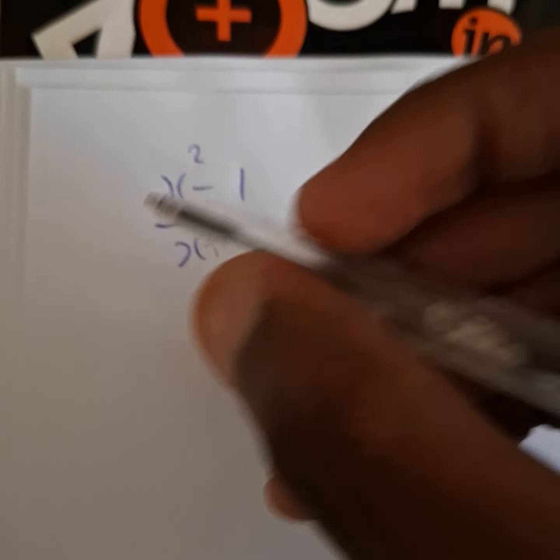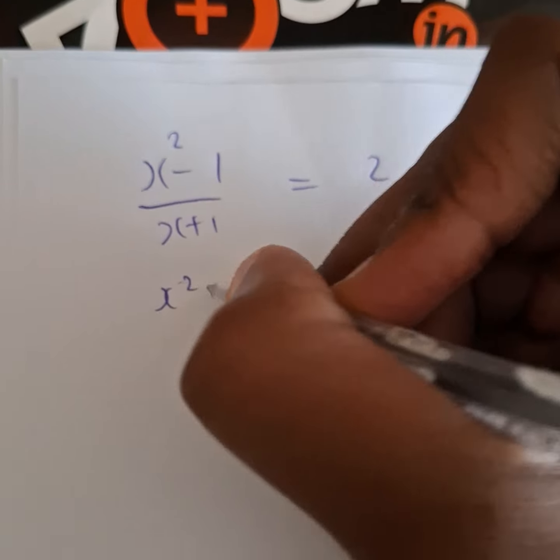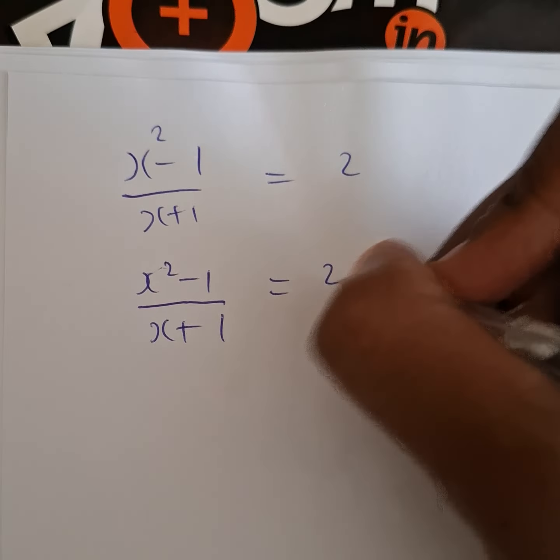Okay, a young lady by the name of Thembeka asked me to help with this question. So step number 1: (x squared minus 1) over (x plus 1) is equal to 2.